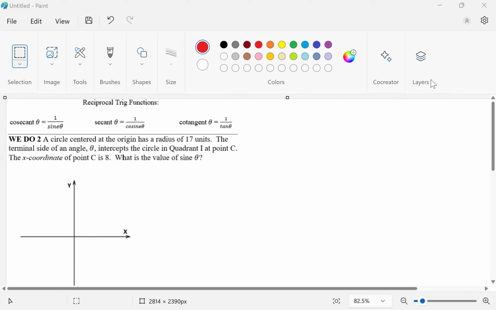We do question number 2. I'm going to draw a circle, but then I'm going to end up erasing it, so I just don't want you to get frustrated by that. A circle centered at the origin, (0, 0), has a radius of 17 units.